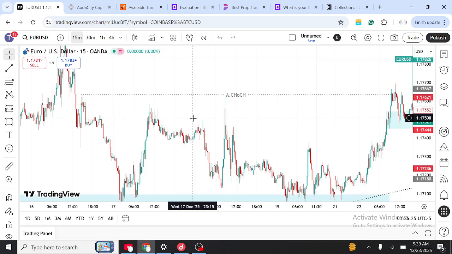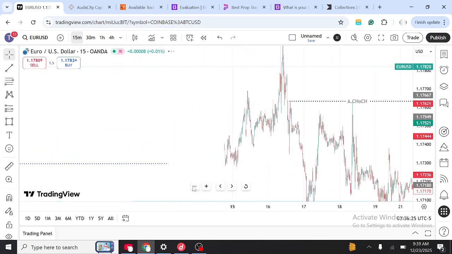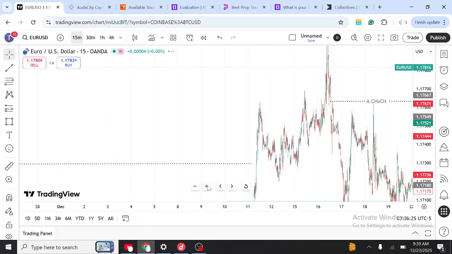Now, the third rule says that when you are expecting a change of character in the market and it seems as though the market is moving in a way that is not showing clear break of structures, you should zoom out completely. When you zoom out completely, you'll be able to see the break of structure, and you must have at least two break of structures in the market, all right, before you can draw the level of your change of character.